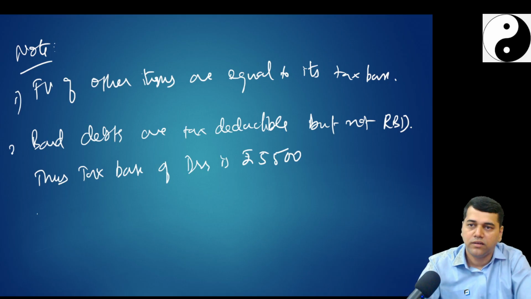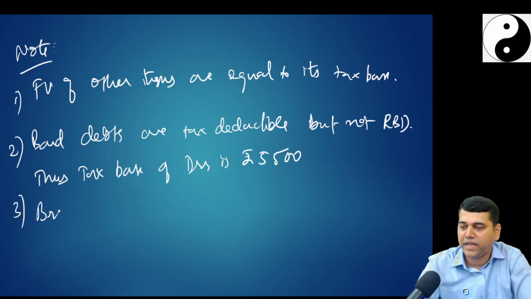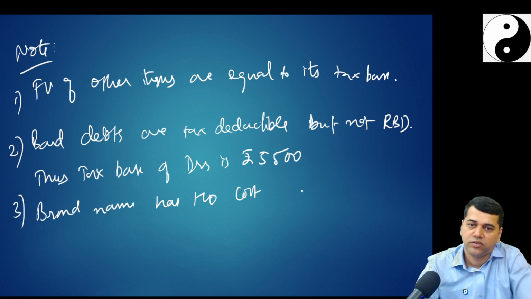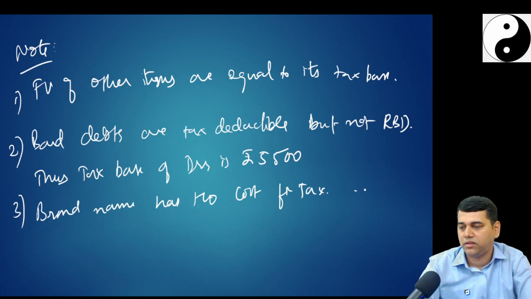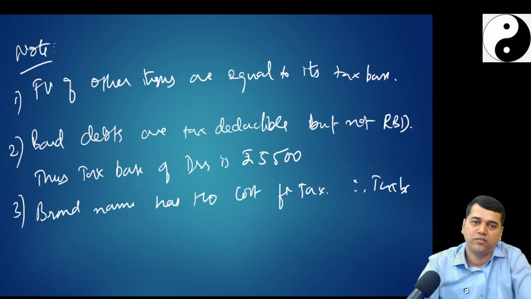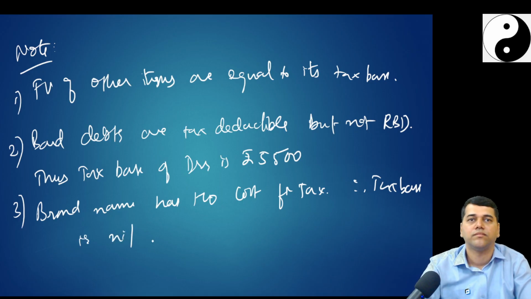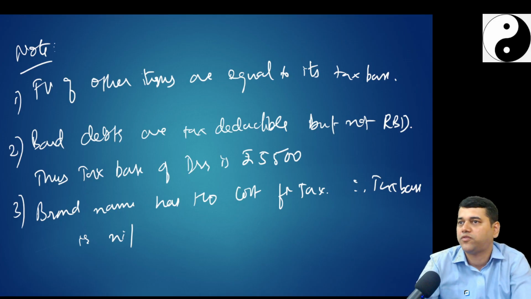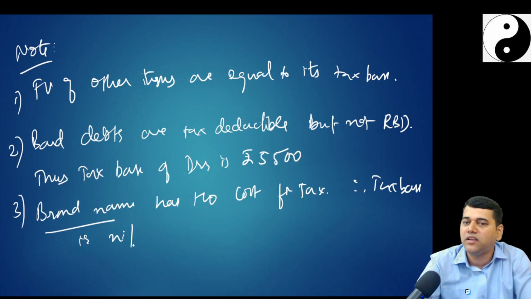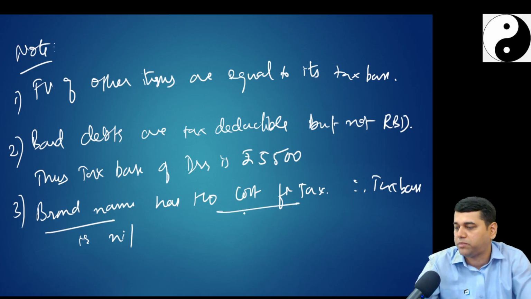Third, brand name has no cost for tax. Therefore, tax base is nil. Why did you tell? Because there is no tax cost for that. For a brand name, you took the tax base nil. No, why? Because there is no cost for tax purpose.